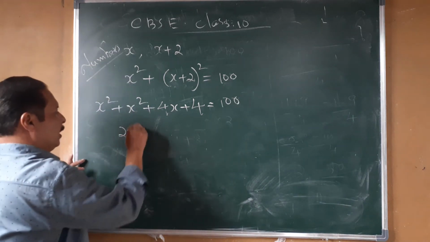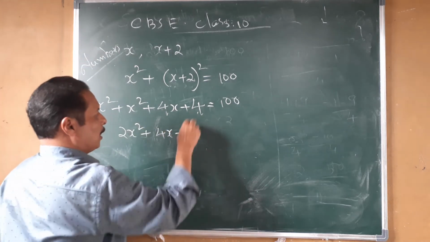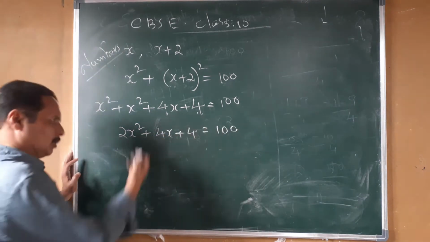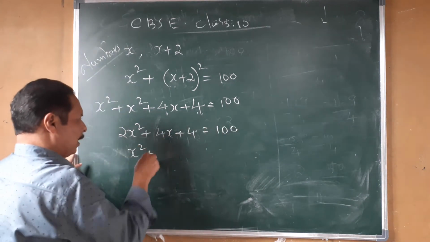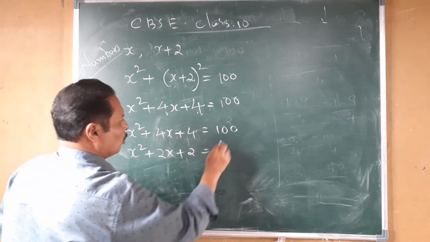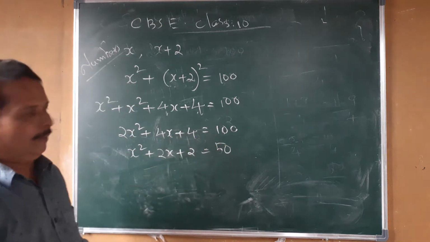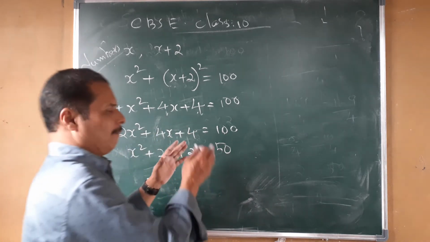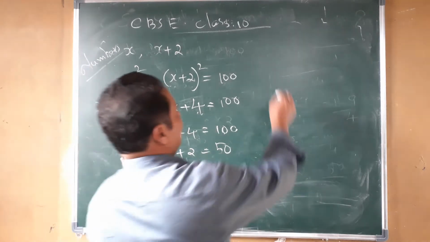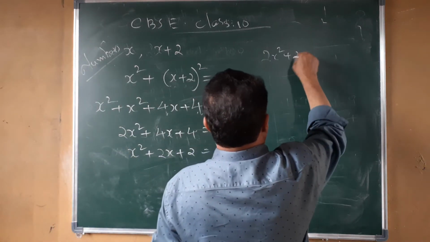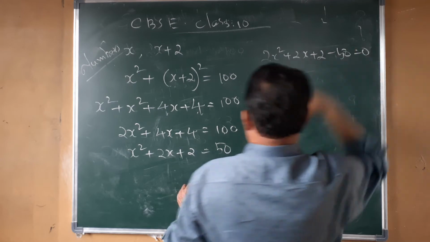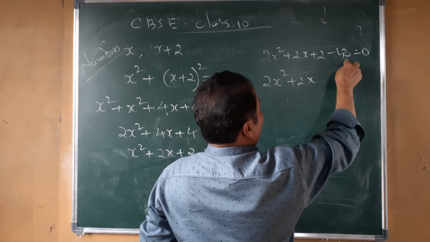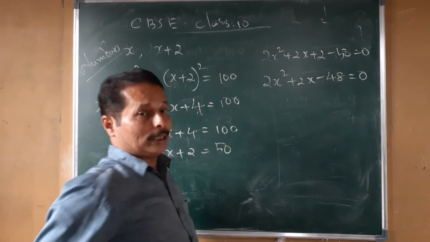x square plus x square is 2x square, plus 4x plus 4 equals 100. You see all the numbers are even numbers, so whenever you divide by 2, you get x square plus 2x plus 2 equals 100 divided by 2, equals 50. All the numbers are divisible by 2. Take this to the left side: 2x square plus 2x plus 2 minus 50 equals 0. Now the quadratic equation is 2x square plus 2x, and this number is minus 48 equals 0.